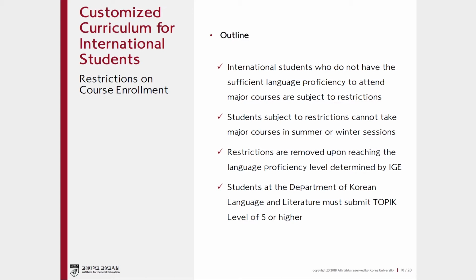The Institute for General Education places restrictions on major course enrollment for international students who do not have the sufficient language proficiency to attend major courses. Students subject to restrictions cannot take major courses in summer or winter sessions. All restrictions are removed upon reaching the language proficiency level determined by the Institute for General Education. And Department of Korean Language and Literature has its own rules for restrictions on course enrollment. So, if you belong to this department, you must submit certificate of topic level 5 or higher to get the restrictions removed.